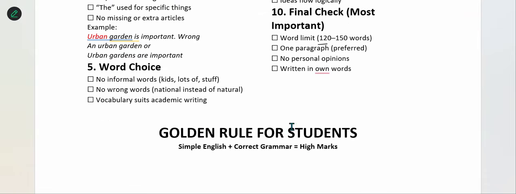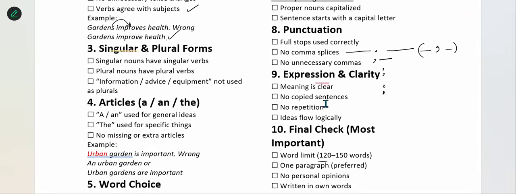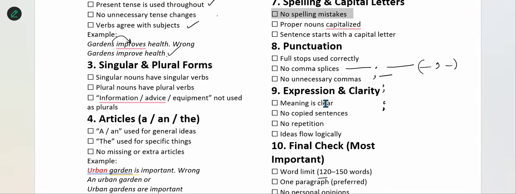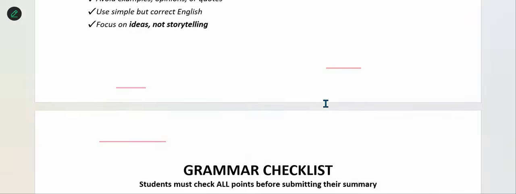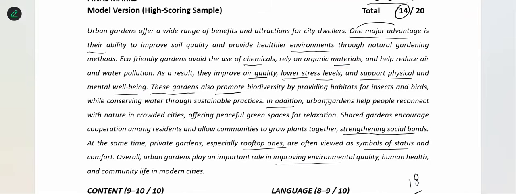So I hope this video will help you a lot, and save it as a document. And whenever you want to understand how to write a good summary, you can use this document. And if you need it, I can send it to you as a document as well. It's all up to you.